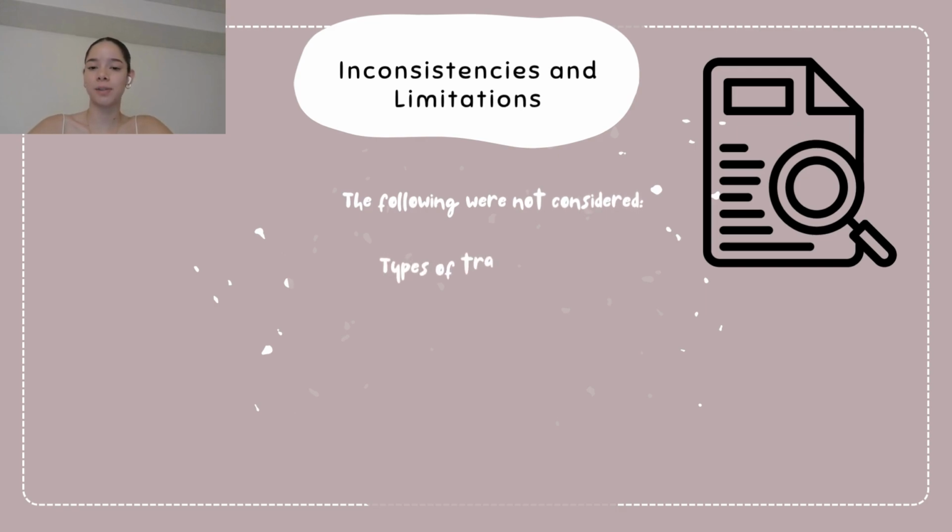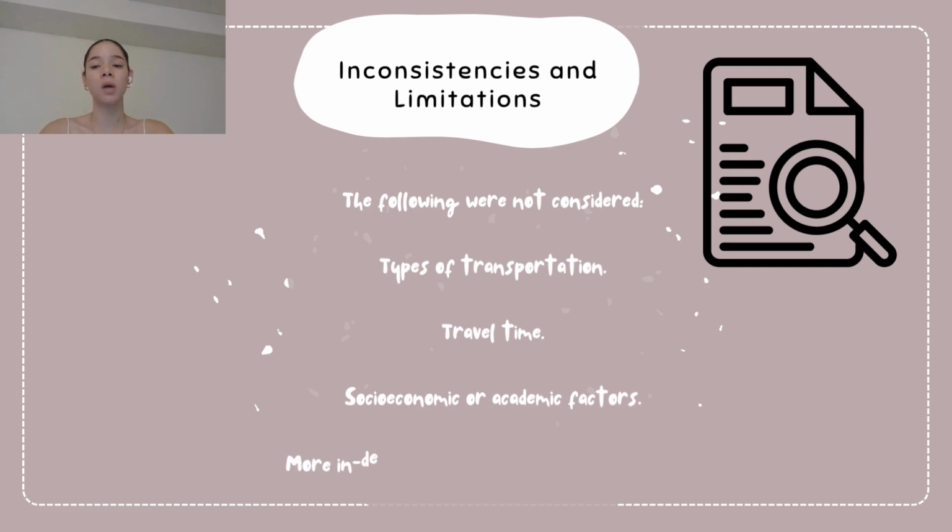Inconsistencies and limitations. But as with any study, we must also look at the weaknesses. And in this case, there are some clear inconsistencies. For example, the type of transportation the student used was not taken into account. Traveling in your own car is not the same as riding two or three buses. Nor was travel time measured, which is key. Taking 20 minutes is not the same as taking 2 hours.